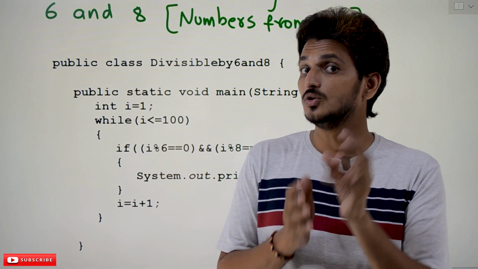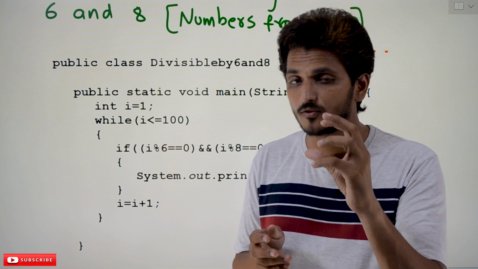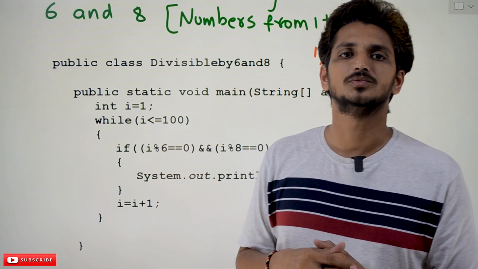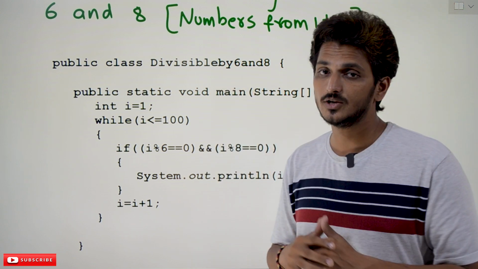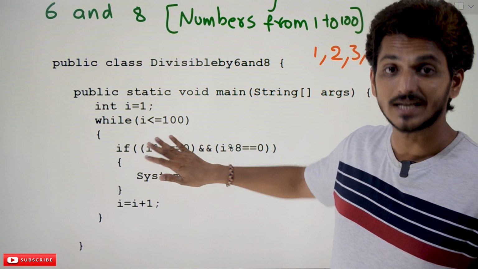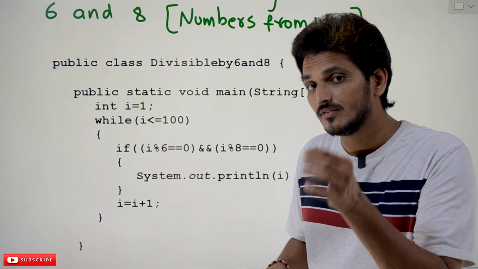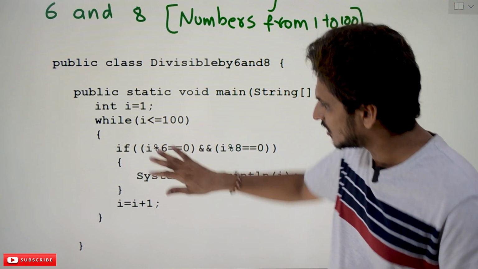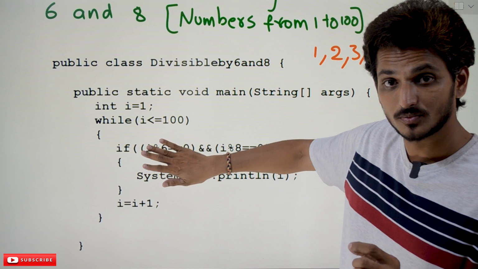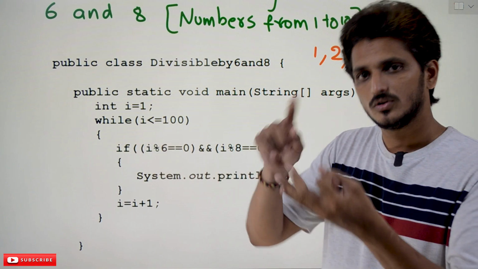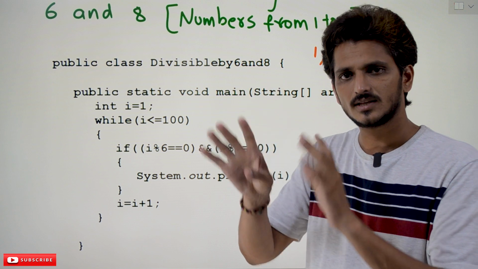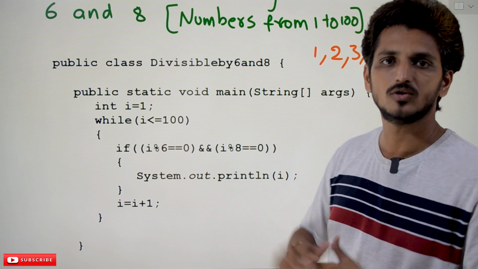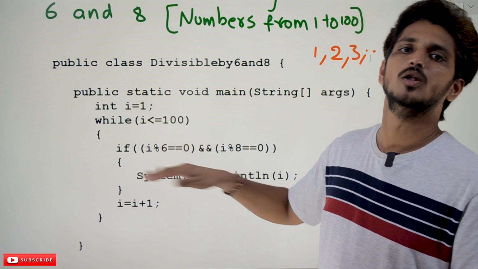If you want to execute a logic or some block of code multiple times, then we go with loops. So what's the logic we need to execute? We need to execute a logic that checks whether the given number is divisible by 6 and 8. This logic is written here. This logic has to be executed for 1, 2, 3, 4, 5, 6, 7, and so on up to 100. For all the numbers, we have to apply the same logic. That's why we have written it in a loop.